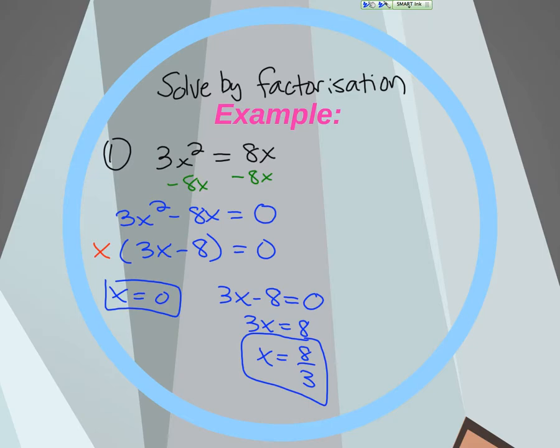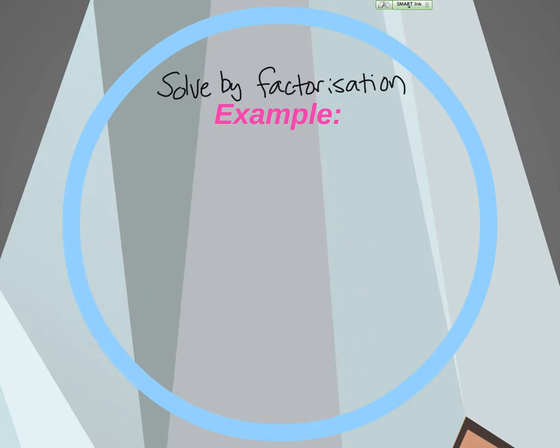Any questions so far? So I'm going to throw some funky ones at you now. Okay. So this next example is 2x minus 1 over x equals -1.